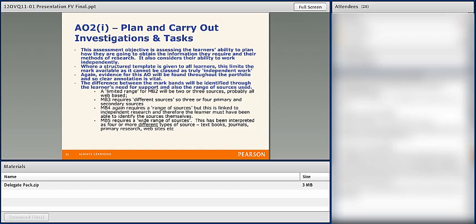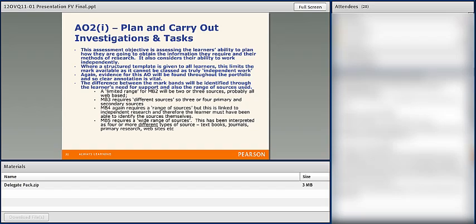The other thing that evidences AO21 is their ability to actually complete all the tasks. So if each task has several subtasks, if you like, and if they have missed some of those subtasks, then they haven't been focused and they haven't planned and carried out those tasks, and so therefore they can't access marks in the top mark band.